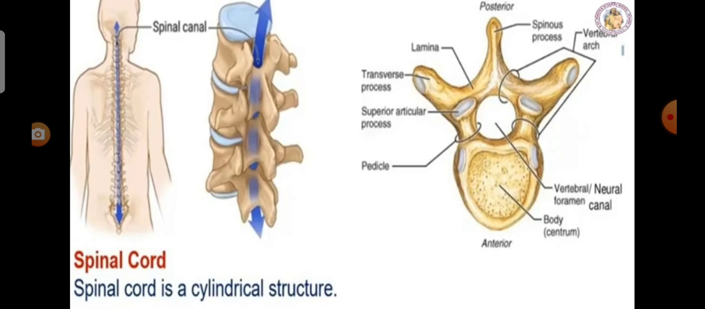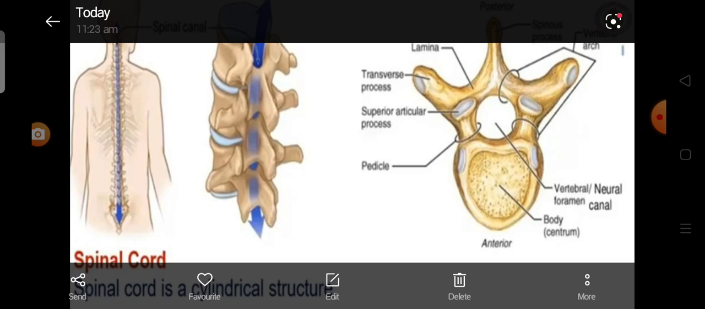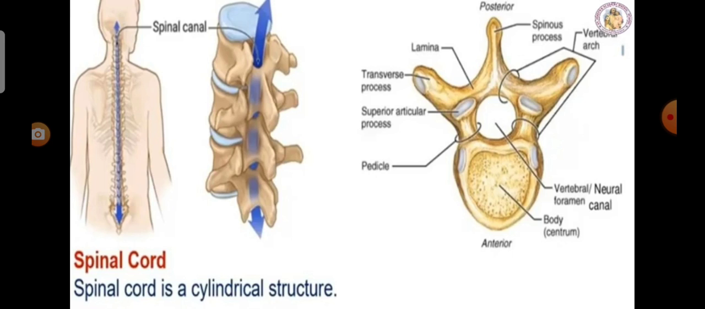The white matter is external and has a bundle of nerve tracts. The spinal cord conducts sensory and motor impulses to and from the brain. It controls reflex actions of the body.